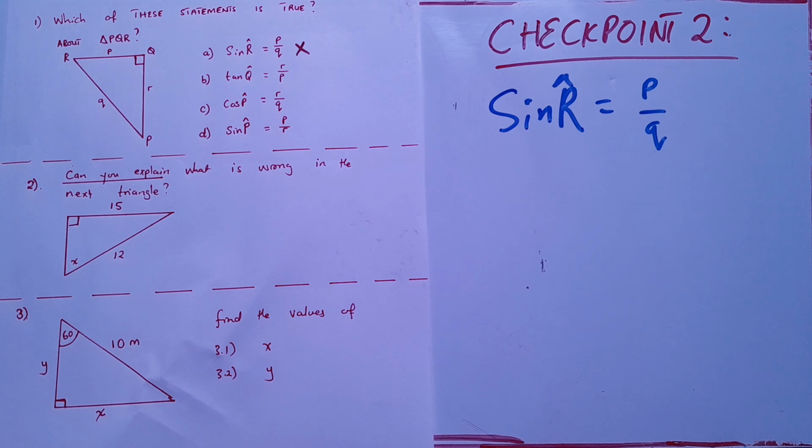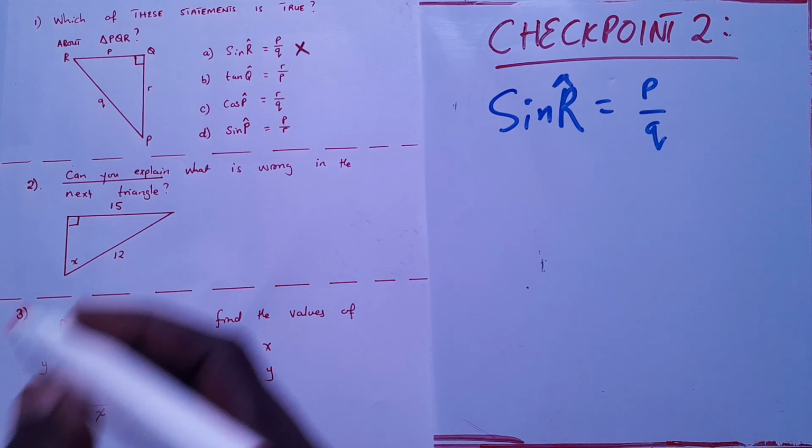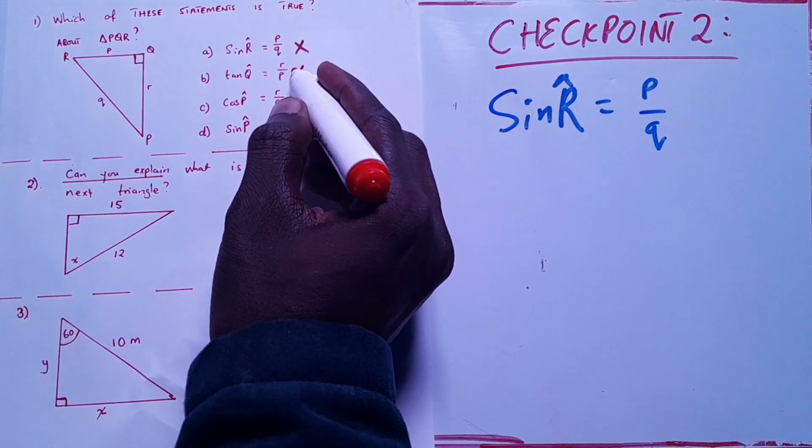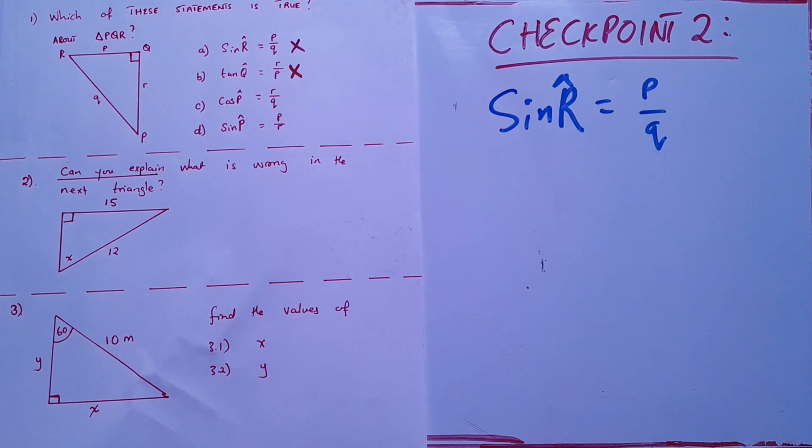Let's look at the second one, which is saying tan of Q. You know that Q is the right angle, so it means that this will not apply. So again, it is cancelled.